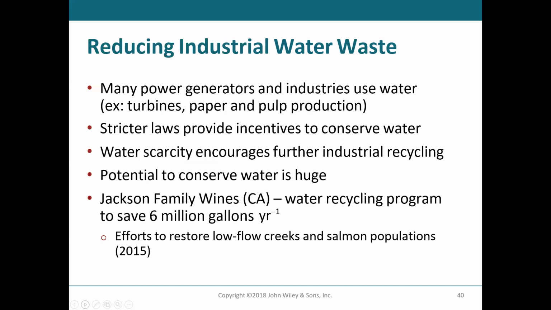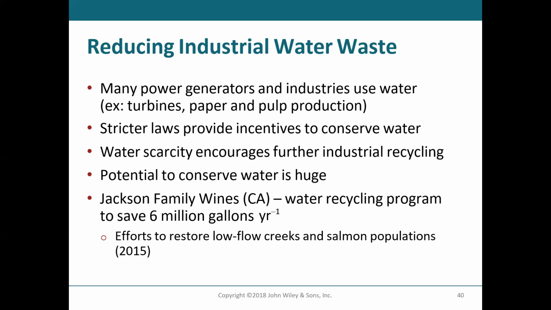Industrial water use has also been a big thing. The way that we have reduced it is through reusing water in industrial activities, such as power generators, right? But now stricter pollution control laws provide some incentives for industries to conserve water. Industries are now required to recapture, purify and reuse water for their use and their water treatment.